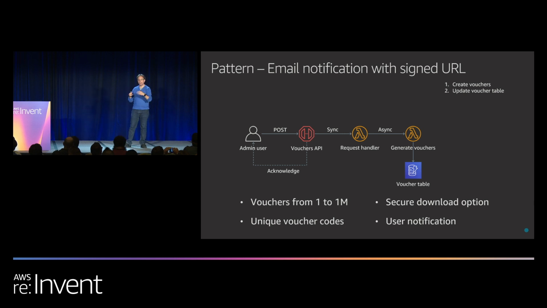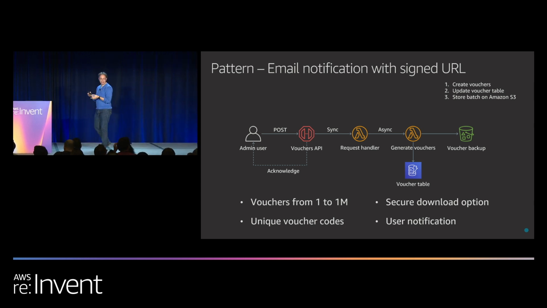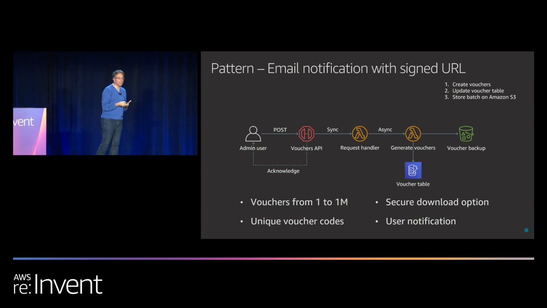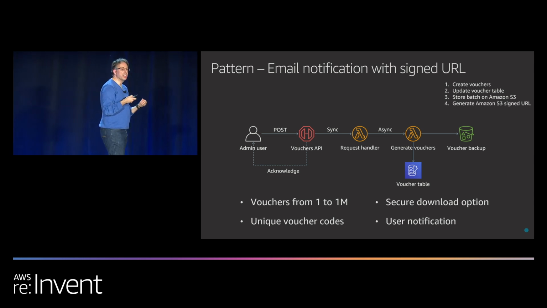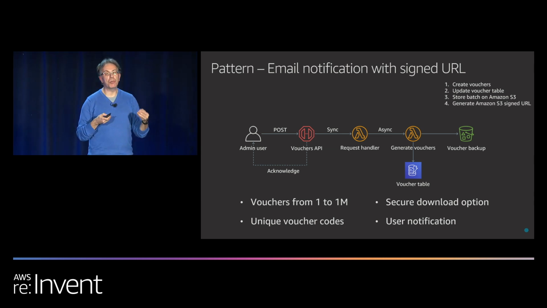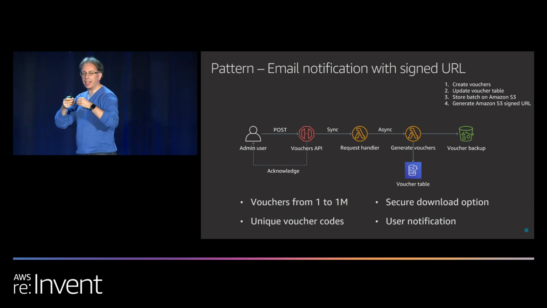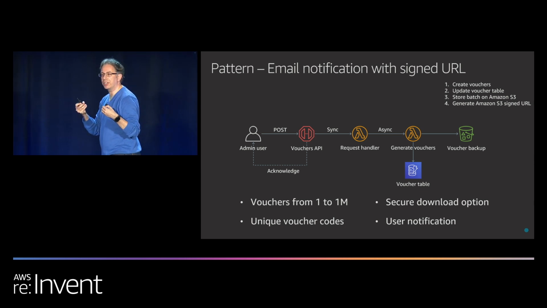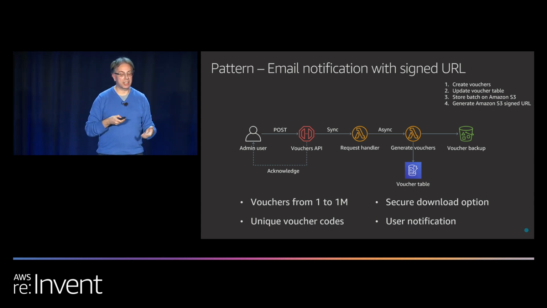So when a voucher code is used, you can check there each item that has been used. And it will also do a full backup of all the batch of requested voucher codes to an S3 bucket where it's stored as a file. Then it will generate an Amazon S3 signed URL. This is a URL that is signed with AWS credentials, so you can use them externally.